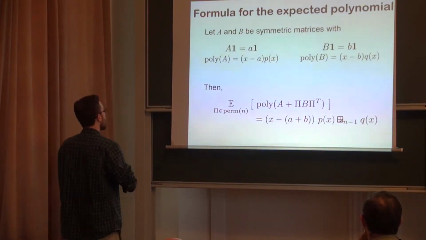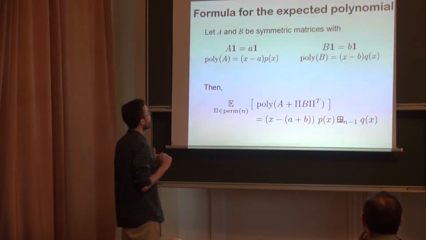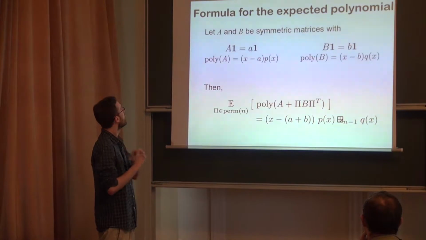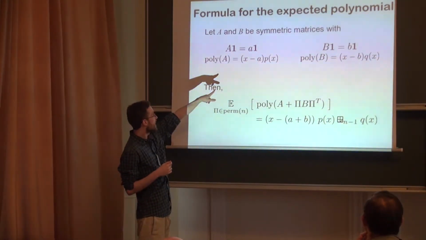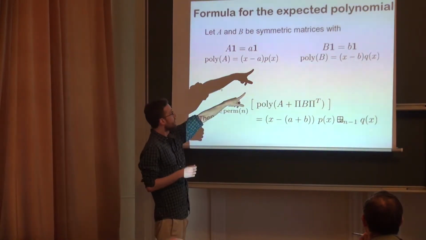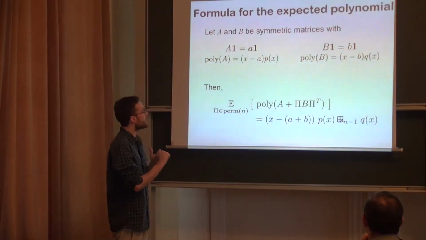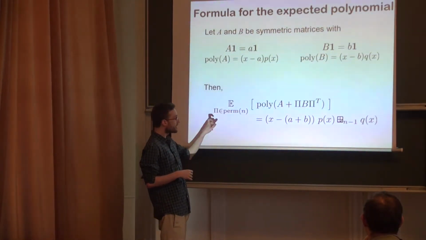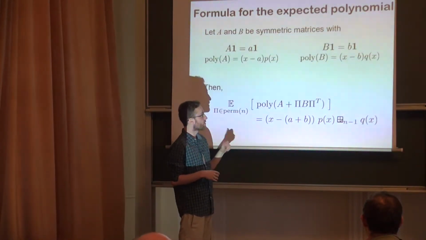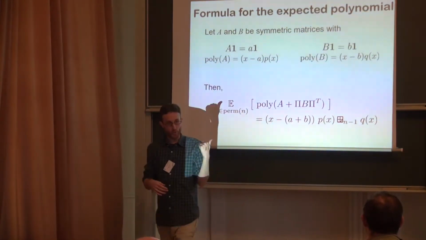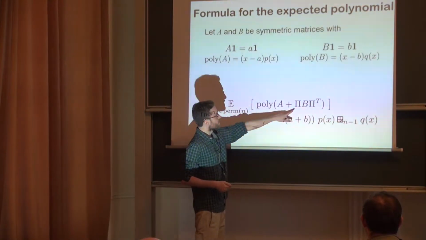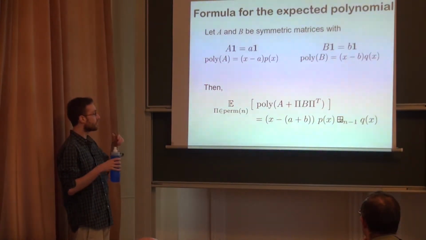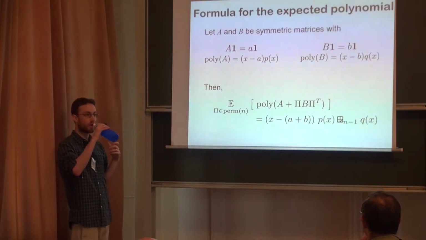OK. So the formula for the expected polynomial, if A and B are symmetric matrices for which one is an eigenvector, so that all the columns sum to the same thing and all of the rows, then the characteristic polynomial of A is some x minus a times some other p of x. And the characteristic polynomial of B is some x minus b times some other q of x. And what you get is that if you take the expectation over all permutation matrices of A plus pi B pi transpose, what you get is the n minus 1 convolution. So what is this saying? This is saying that this collection of permutation matrices is acting as a quadrature set for taking the integral over all unitary matrices.